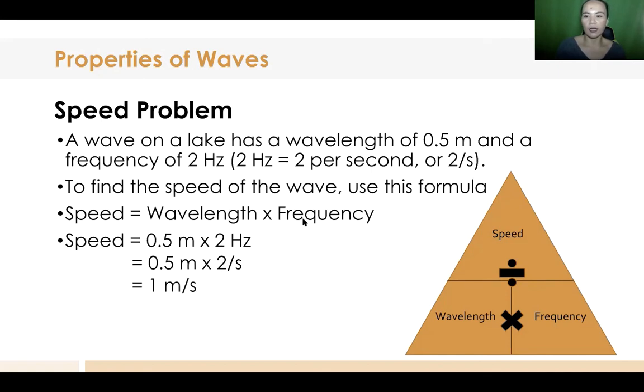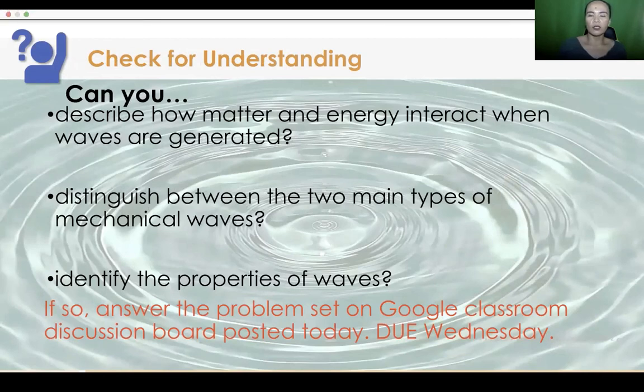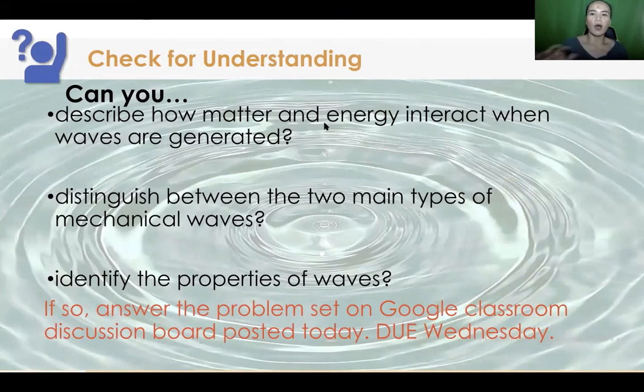Please make sure that before we get out of here, we're going to do Quizlet Live. First, describe how matter and energy interact when waves are generated. I hope you were able to do that in your project. Second, make sure you know the difference between the 2 types of mechanical waves, transverse and longitudinal. And lastly, the parts of your waves. You're going to answer that in the problem set, which is not due until Wednesday. In the meantime, let's just review.